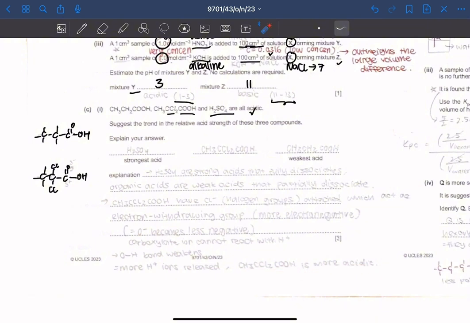And for this compound, CH3CH2COOH, there are no Cl or halogen groups that could act as electron withdrawing groups, so that the OH bond can weaken and the H+ ions can be released. So it is the weakest acid here.